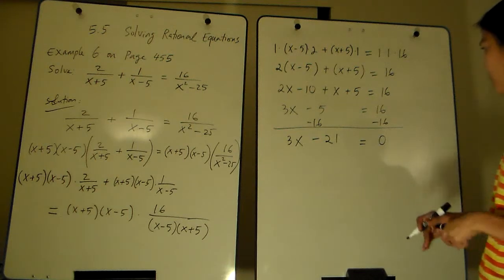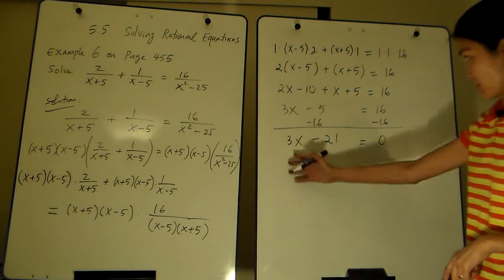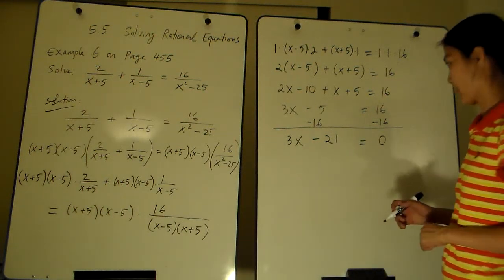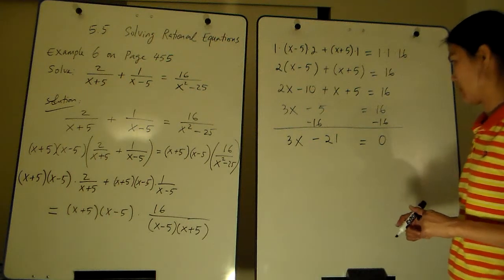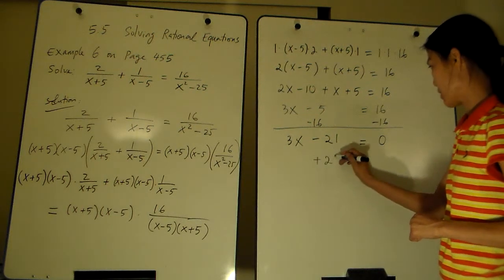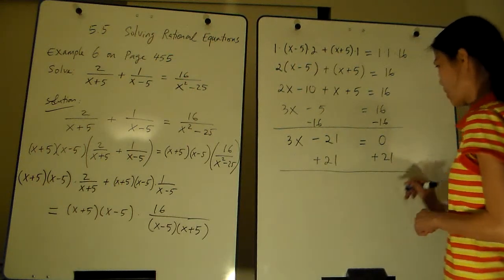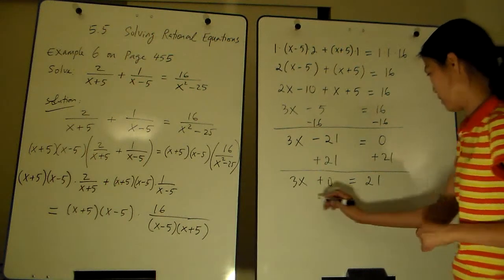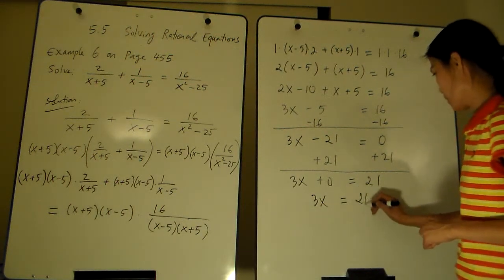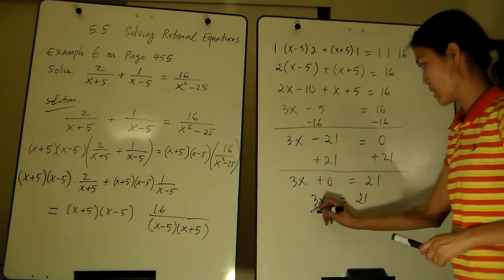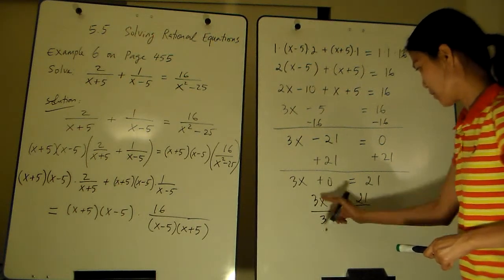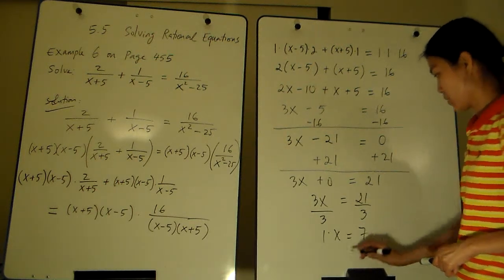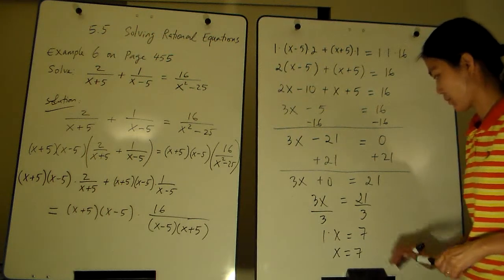Alright, so to solve for x, I'm going to have all the x on the left hand side, all the constants on the right hand side. I can add 21 on both sides now. 3x plus 0 equal to 21. This is 3x equal to 21. To solve for x, I divide both sides by 3. 3 divided by 3 is 1 times x, equal to 21 divided by 3 is 7. So x is equal to 7.